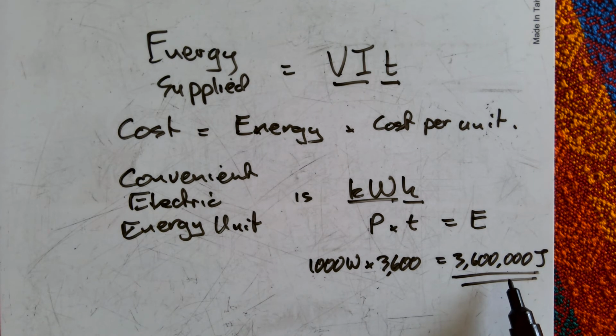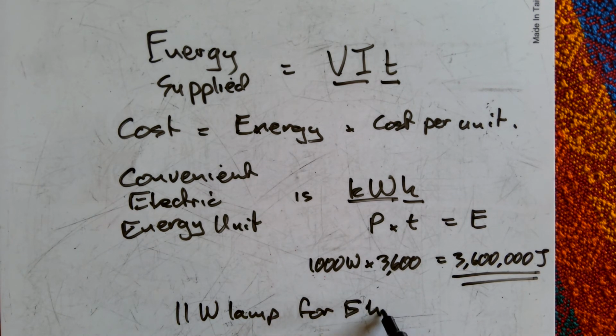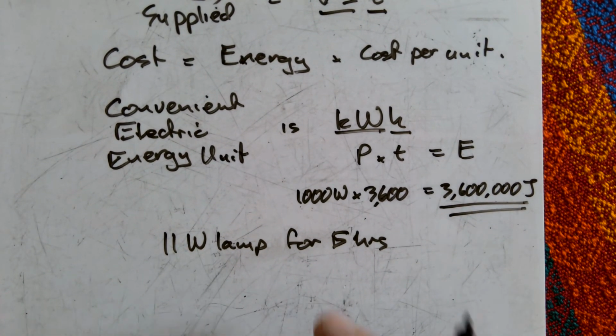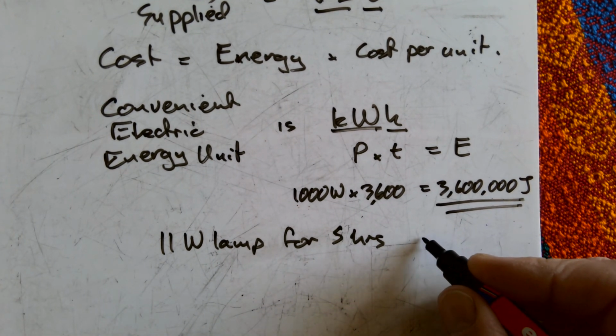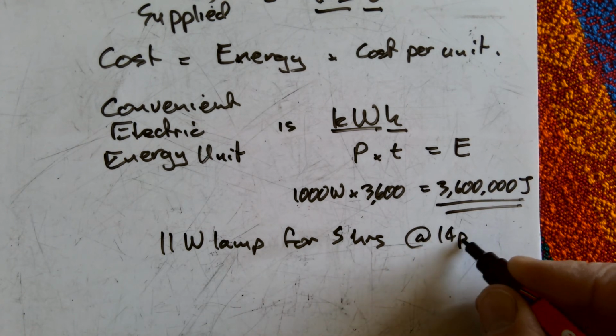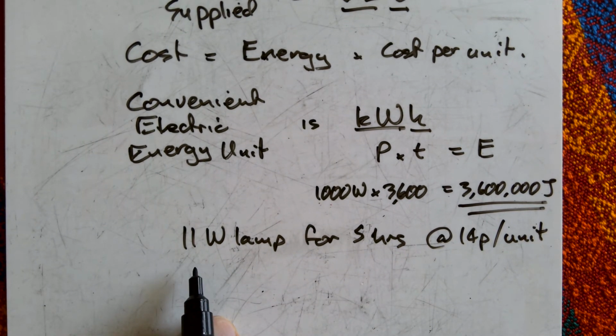It makes all the numbers 3.6 million times smaller. So if we look at the cost for our 11 watt bulb, a lamp, on for 5 hours, at, I think the present cost is around, obviously it depends on who you buy your electricity from, but in the region of about 13-14 pence, so 14p per unit, then what we've got here is more realistic.